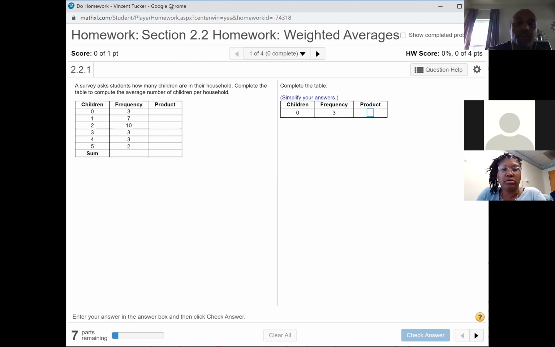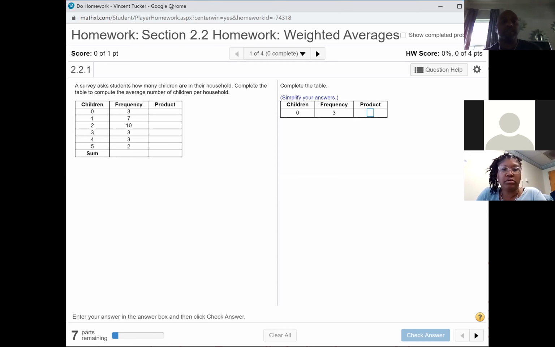So when we look at this chart, 3 families said that 0 children are in their homes. 7 families said that one child is in the home. 10 families said 2 children are in the home. 3 families said 3 children are in the home. 3 said 4 children are in the home. And then 2 said that 5 children are in the home. So the frequency lets you know how many times that result or that number occurred. All right.